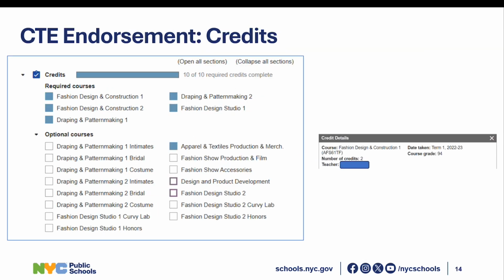Moving along, we have the expanded credits section. Here, you'll see the required courses. Also on top, you'll note from the high-level overview, as well as here, the number of credits that have been completed. As you can see, 10 out of 10 have been completed. And all of the required courses that the student has taken are here. We know that they have completed the courses because they are marked in blue.